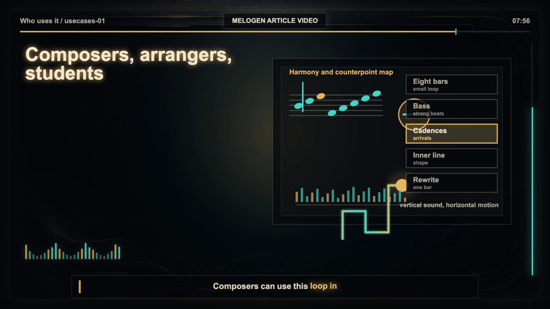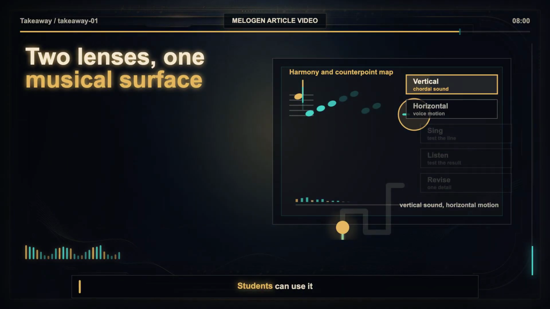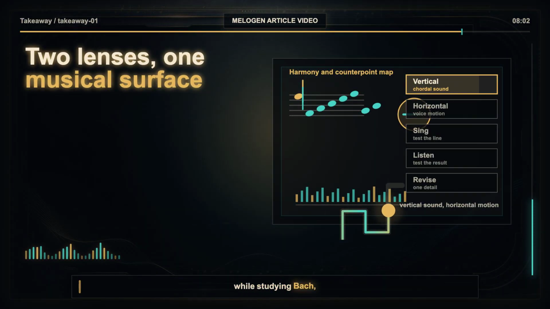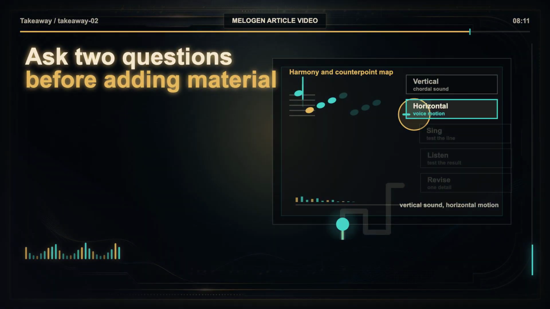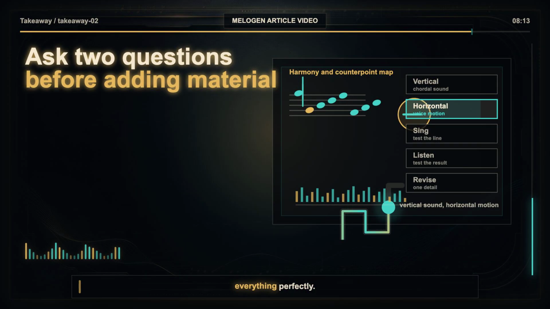Composers can use this loop in a draft. Arrangers can use it when a texture feels crowded. Students can use it while studying Bach, Palestrina, hymn writing, choral music, jazz lead sheets, or even a pop hook with a strong bass counterline. The point is not to label everything perfectly. The point is to hear what each layer is doing.